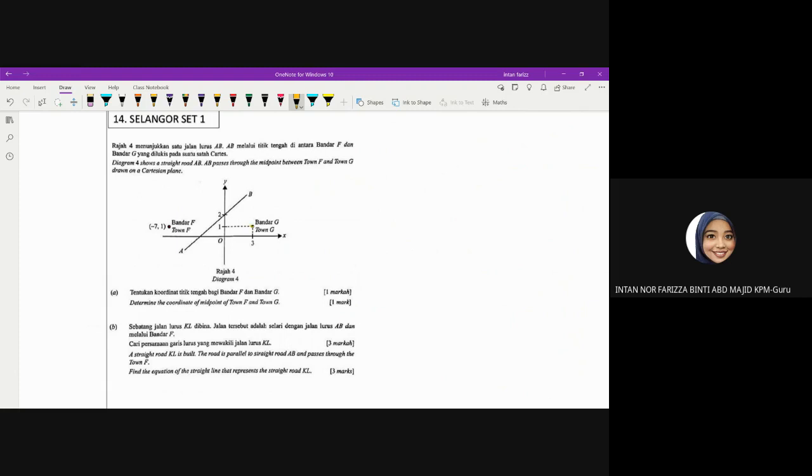Okay, town G, what's the coordinate of that point? Okay, so it will be 3, 1. Negative 7, 1 is here. What's the midpoint of these two towns? The midpoint is the sum of the x and the y coordinates divided by 2. So negative 7 plus 3 over 2, followed by 1 plus 1 over 2. So you will have negative 4 over 2, 2 over 2. So it is negative 2, 1. So negative 2, 1 is the midpoint.